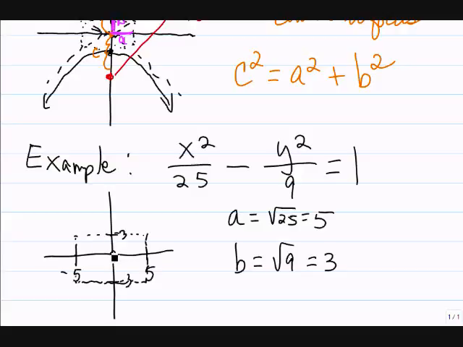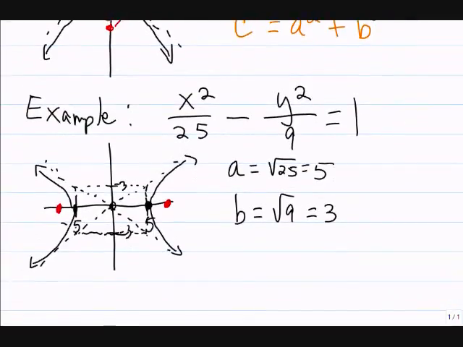I'll go ahead and make my asymptotes from the center through the corners of the rectangle. Now, this is x squared minus y squared, so it's going to be oriented horizontally. So my vertex is at 5, 0 and negative 5, 0. Let me go ahead and finish off my graph here. All right. My focus is going to be on that same transverse axis as my vertices. So there are my foci. So I kind of know where they are.